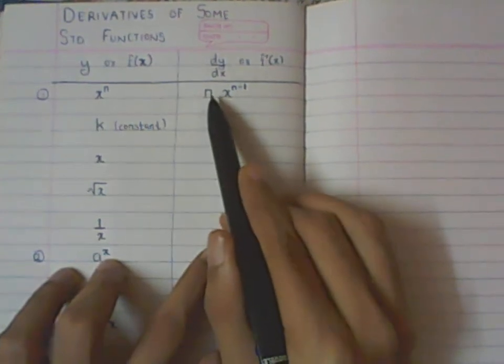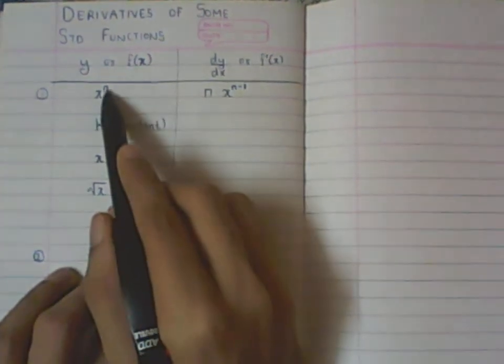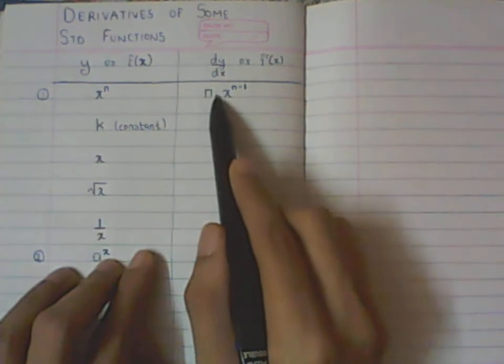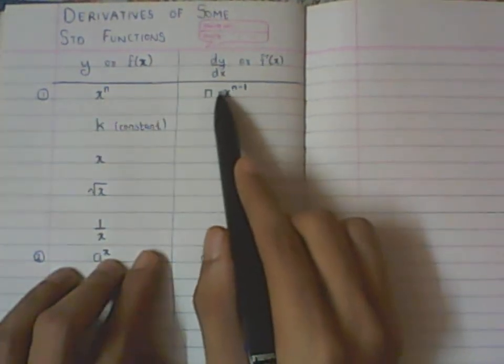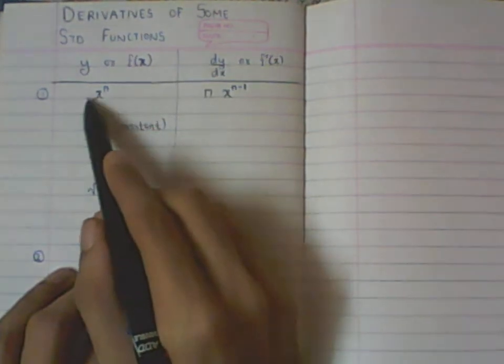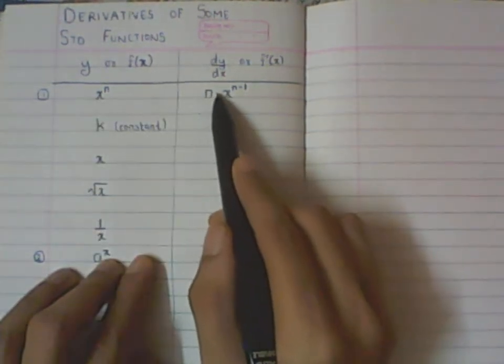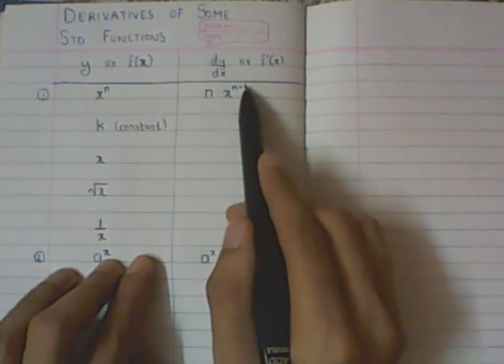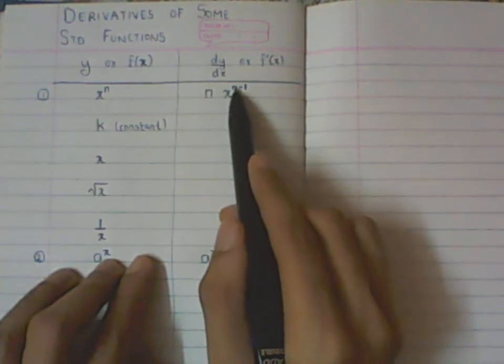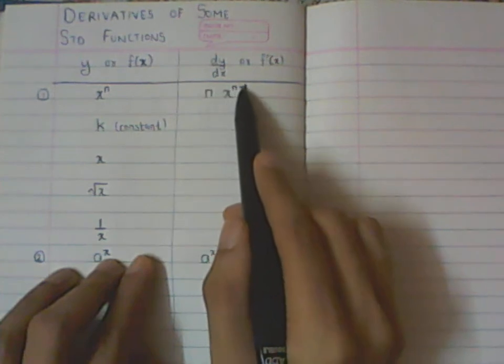So what you do is you take the power n and you multiply it with your expression, and then you reduce the power by 1. So I have taken this power n outside, so it becomes n times, and then this is nothing but x raised to that same power, but 1 less than that. It's just x raised to n minus 1.